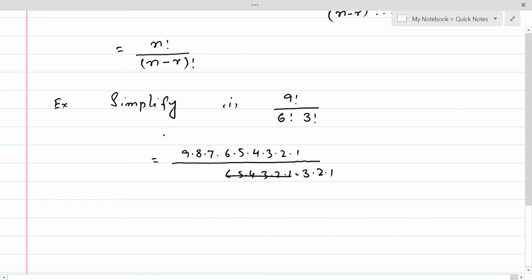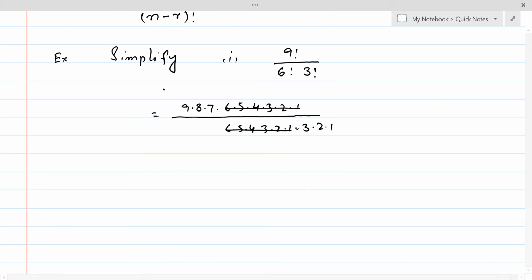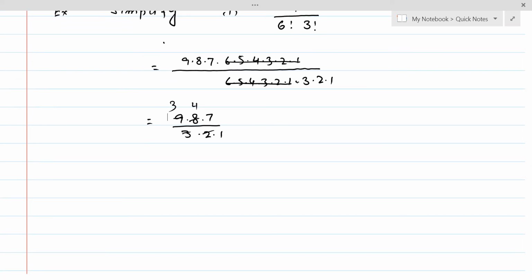You can cancel out 1, 2, 3, 4, 5, 6 in the denominator and 1, 2, 3, 4, 5, 6 in the numerator. What we are left with is 9 times 8 times 7 divided by 3 times 2 times 1. If we reduce this into lowest form, 2 goes into 4 two times and 3 goes into 9 three times. So this would be 12 times 7, and that would be equal to 84.